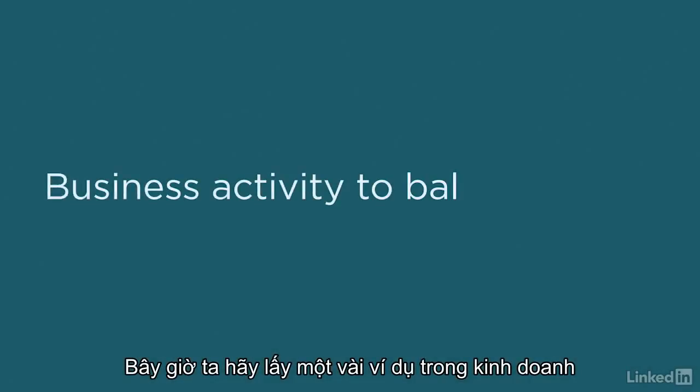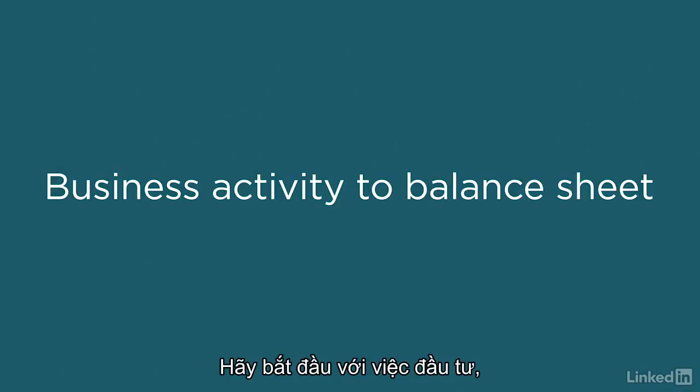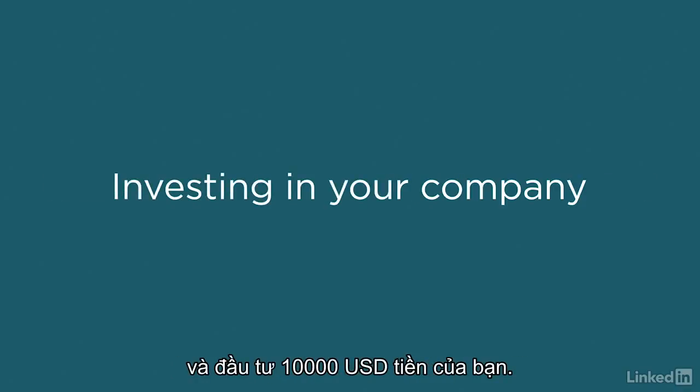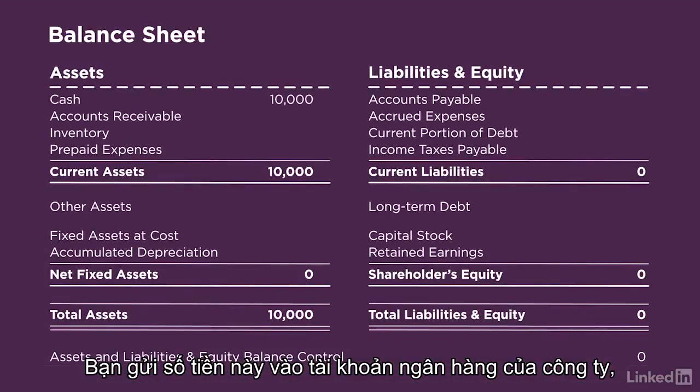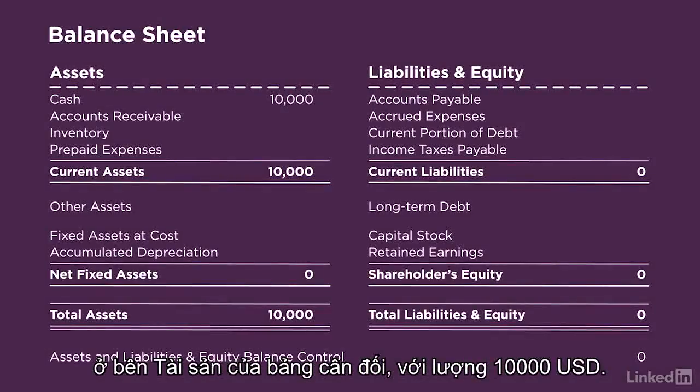Now let's take a few business situations and see how they impact the balance sheet. Let's start with investing. So you just decided to start a new company and to invest $10,000 of your own money. You put that money on the company bank account, which automatically increases the cash account on the asset side of the balance sheet by $10,000.